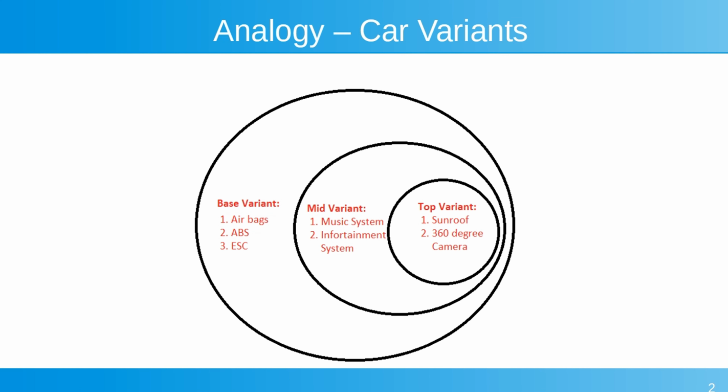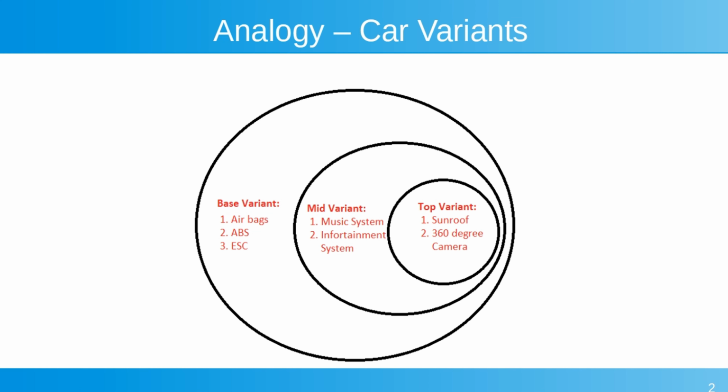This is just like a vanilla flavor, so you will not get any add-ons, it will be just a plain thing. The next one is the mid variant. If you go for the mid variant, you can get the music system and car infotainment system, and maybe some other features. And if you go for the top variant, you will get features like a sunroof, a 360 camera and some other premium features. These are the different variants you can see in any particular model of car.